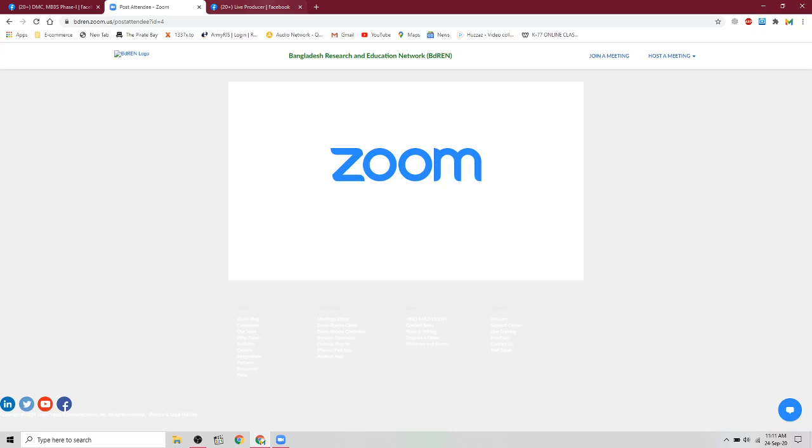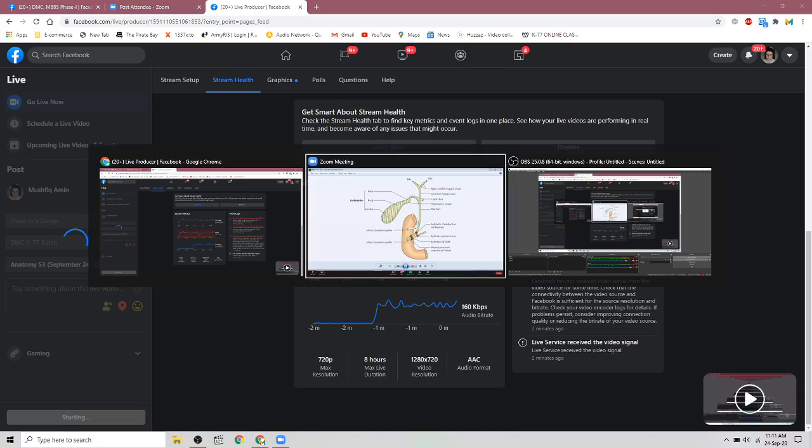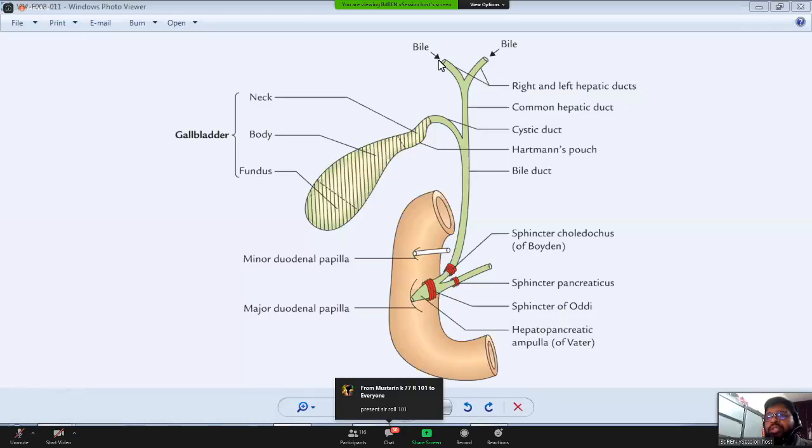Take, for example, the hepatic ducts. We have seen that there are two, right and left hepatic ducts, right? They come out from the liver surface through the porta hepatis, and they unite to form the common hepatic duct, which joins with the cystic duct and finally opens into the duodenum. So if I cut these, that should be enough for the surgeon.